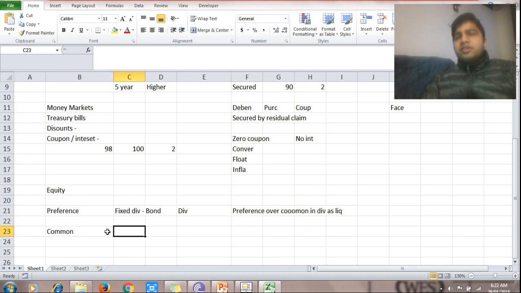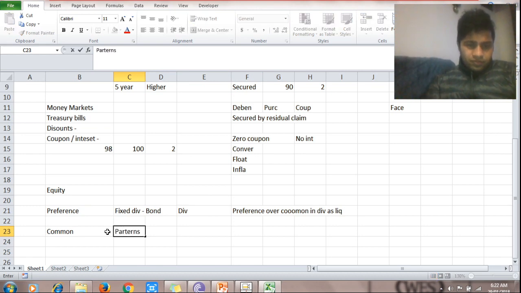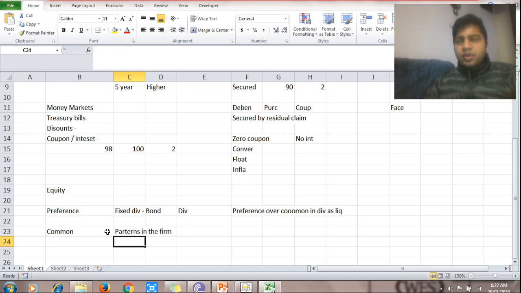Now common share, it's a very exciting thing. So you become partners in the firm. Whenever you invest, you are becoming owners or partners in the firm. Your ownership is the proportional shares that you have. So if the company has 100 shares and I have one share out of it, I'm a 1% owner of that company, right?